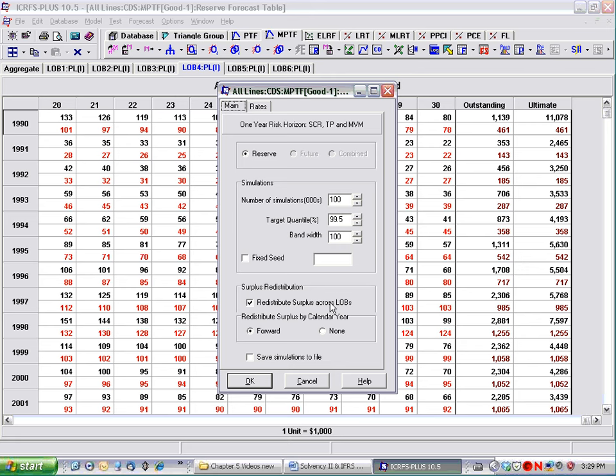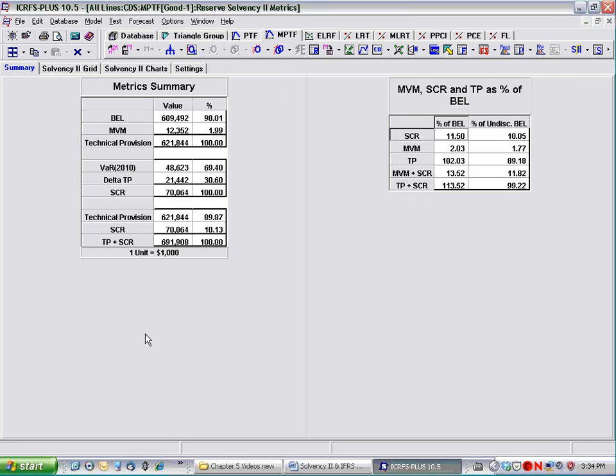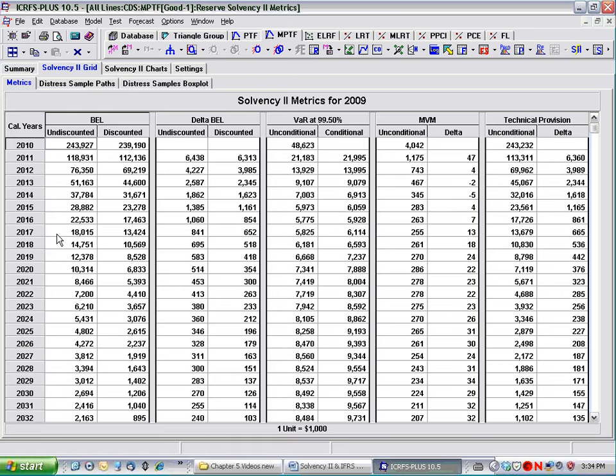So we're going to do another 100,000. So this means in total 492,000 simulations from correlated lognormals. That takes about 5 minutes. So now let's look at the Solvency II grid again. We've got our balance sheet under standard discount, and we've got the unconditional VaRs, the conditional VaRs, and so on.